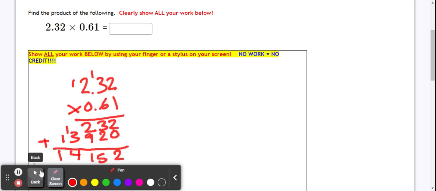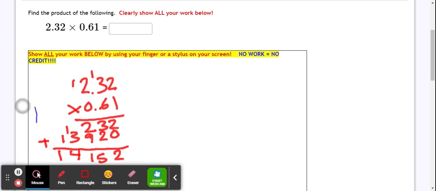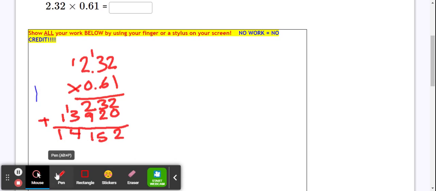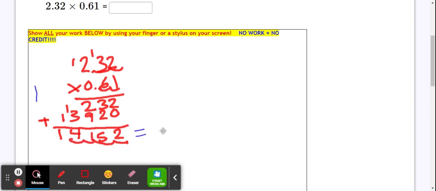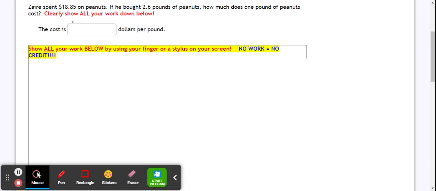And then you got to do all your swoops, right? Move this up. There are 1, 2, 3, 4, 1, 2, 3, 4. So this ends up being 1.4152. I'll put that up here. 1.4152. All right.